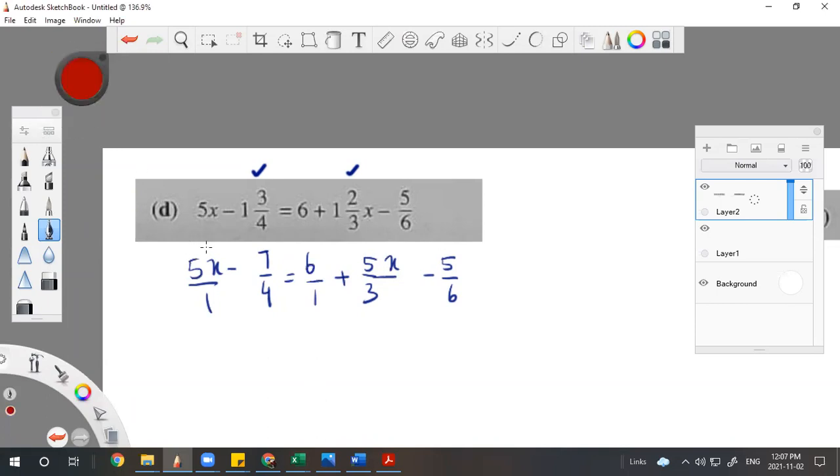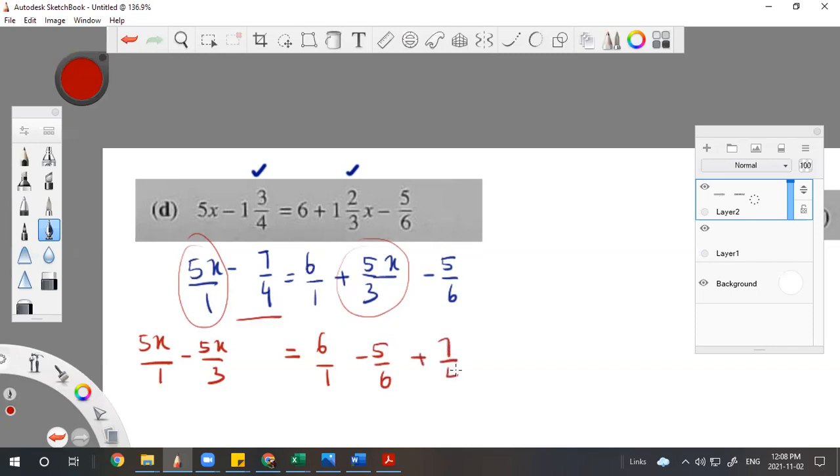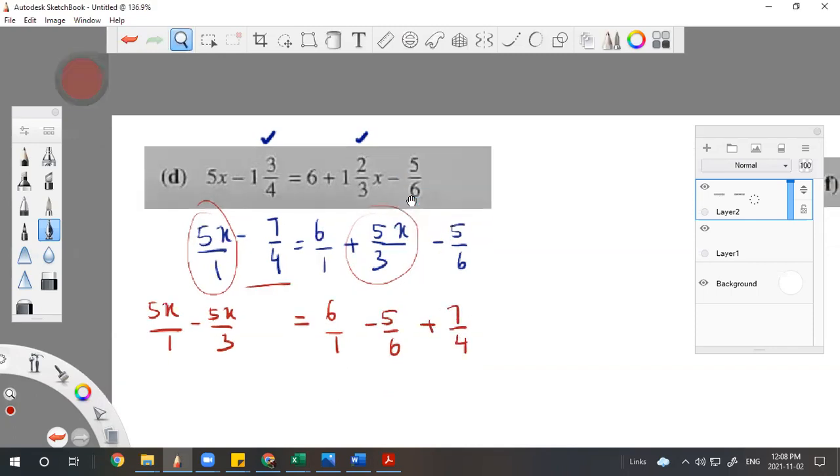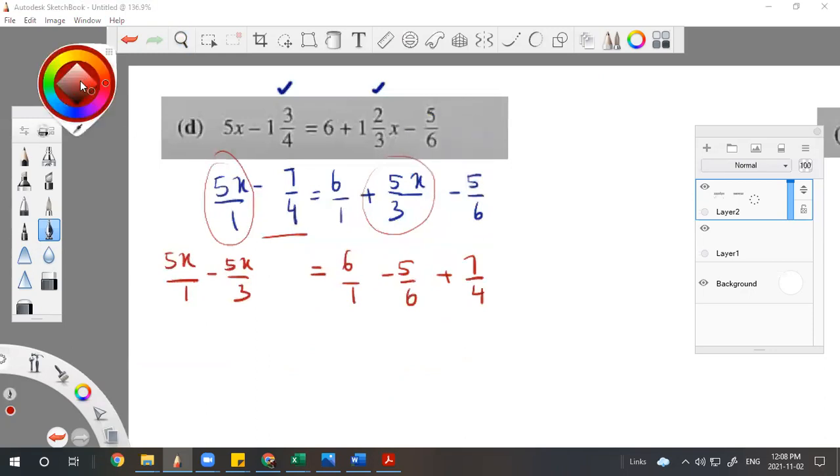Try to move the variables to the left side. So this will be the equal sign. You put everything to the left side. So 5x over 1 minus 5x over 3. Why is it minus? Because when you move it from the right side to the left side, you change the sign. And then 6 over 1 minus 5 over 6. And then you move the negative 7 over 4 to the right side, and it becomes plus 7 over 4. Right? And then what you can do next, you can simplify the fractions.